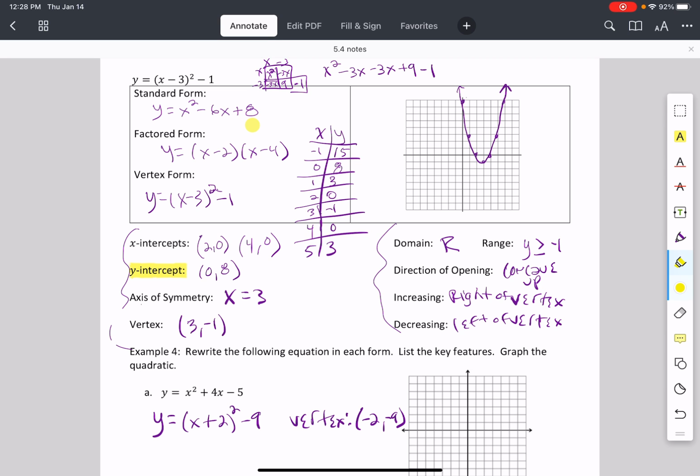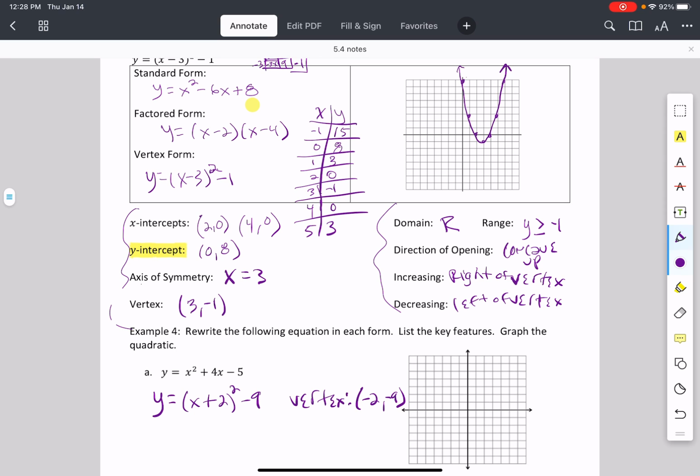Did I make it opposite? No. Okay. I agree. Okay, so now we know this one comes from vertex form. And now we know that the y-intercept comes from standard form. Okay, so on example 4a, I have the standard form right here. What's my y-intercept then? Without graphing, what's my y-intercept going to be?